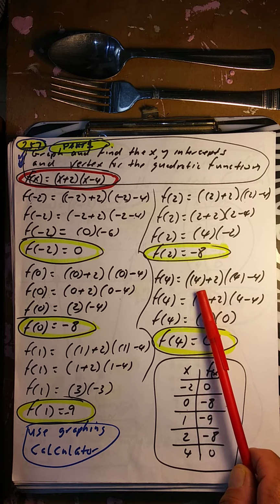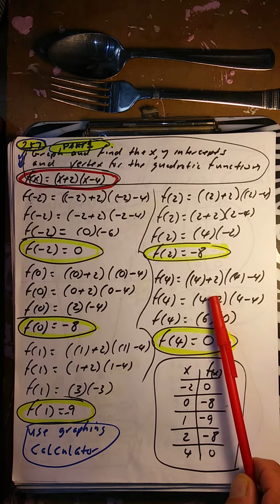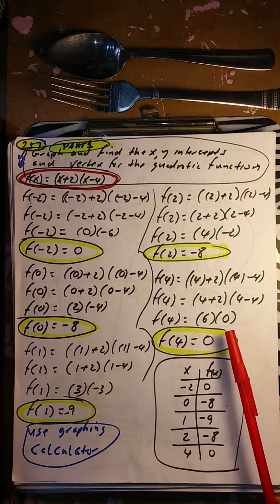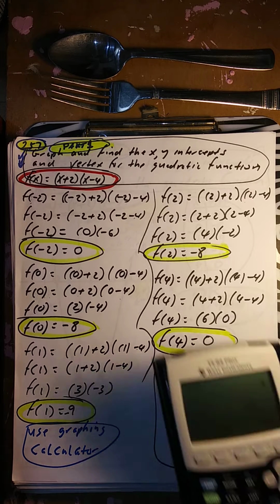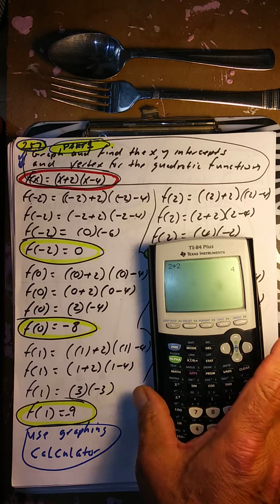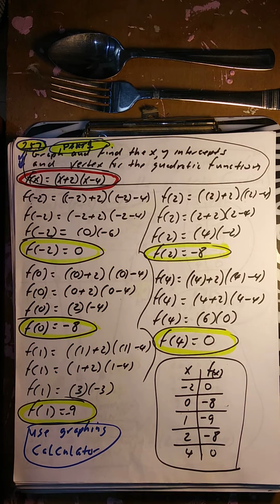And put the 4 in there. 4 and 2, 4 and that. That's going to give you 4 plus 2 is 6. 6 times 0 is 0. So there's our table right there. Now we're going to have to graph this. Again, if you want to, you can use one of these calculators that helps with graphing. Alright, use a graphing calculator.